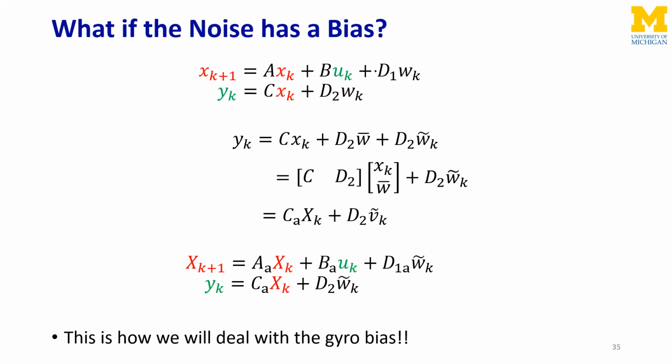And why is this important in this particular application or course? Because in navigation problems, we are going to be using gyro measurements. And one of the biggest problems with gyro measurements is that there is a gyro bias. And if you integrate a gyro bias, you're going to get diverging errors, diverging state estimates, like I showed you in one of the slides in the beginning.